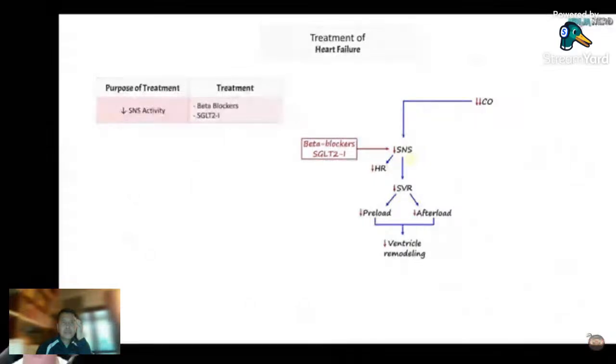The other thing is that SGLT2 inhibitors also cause aquaresis. They cause you to pee out tons of water. And so that can help with a lot of the edema if the patient is edematous.